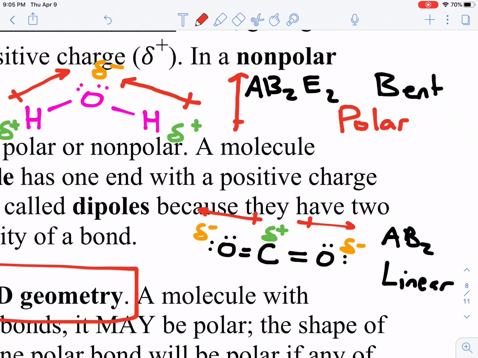Carbon dioxide, on the other hand, has dipoles. It has polar bonds, but those polar bonds are pulling, you'll notice here, in opposite directions. So we have the dipole going to the right here, and we have the dipole going to the left here, and they're canceling one another out. So this carbon dioxide molecule is actually non-polar as a molecule, even though it has polar bonds.